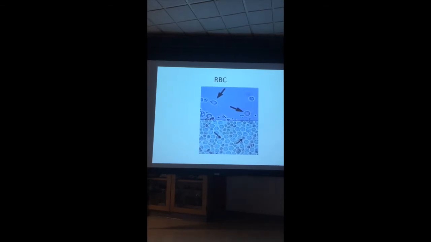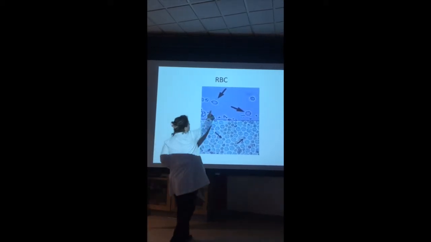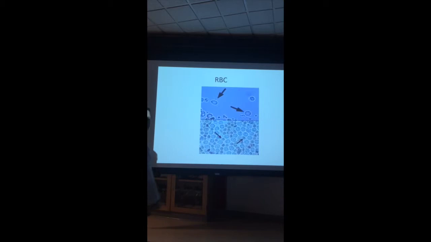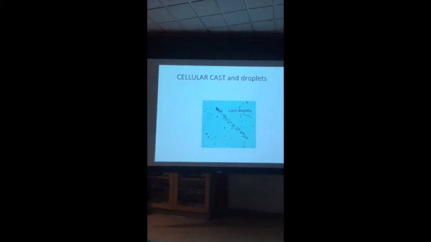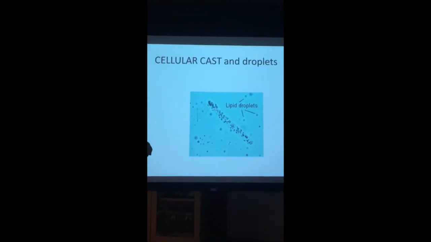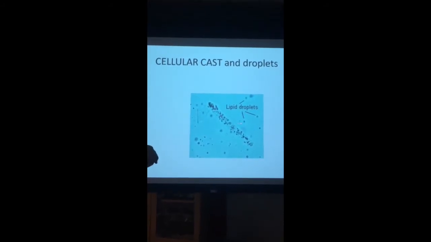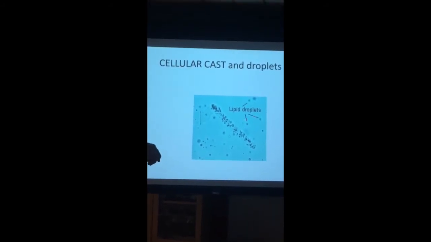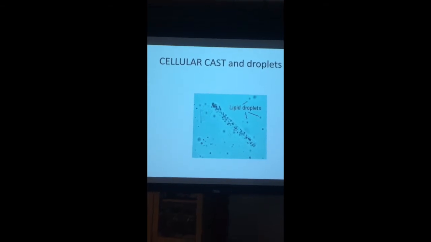Okay? Those are red blood cells. How do you know they're red blood cells? Because there are no nuclei inside. Right? Red blood cells don't have nuclei. Okay, here's another cast. When you see something that kind of looks like a long Band-Aid, right? But this one is a cellular cast, and it has lipid or fat-like droplets in there, in the urine as well.